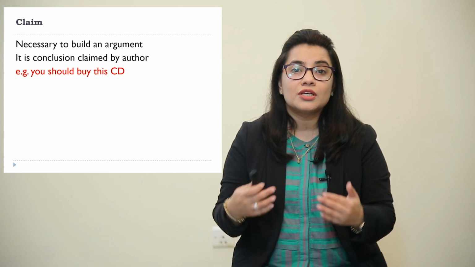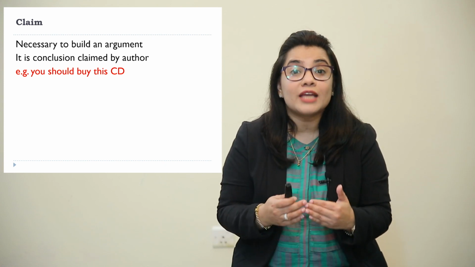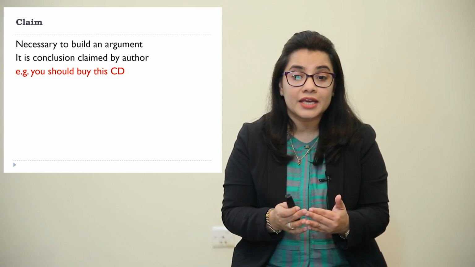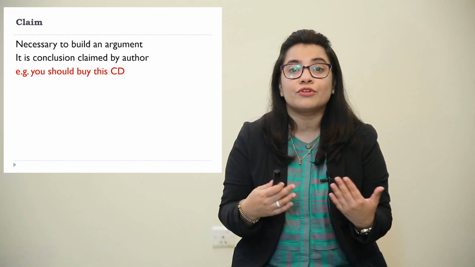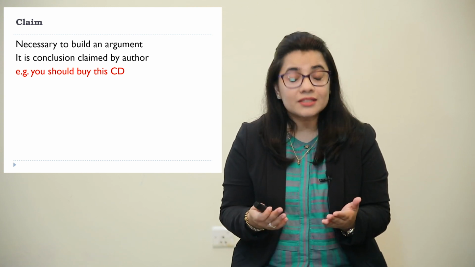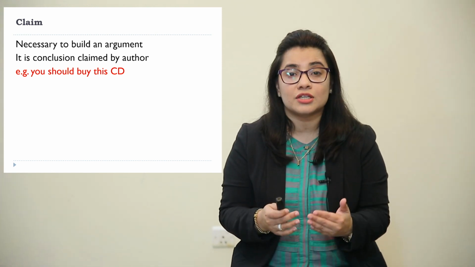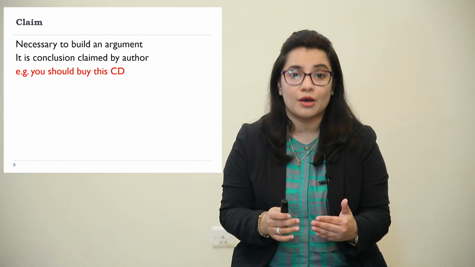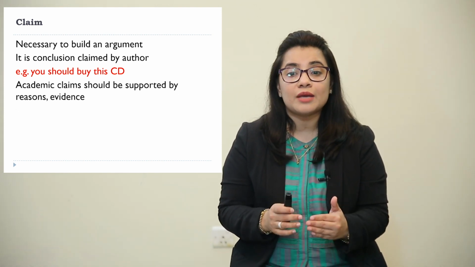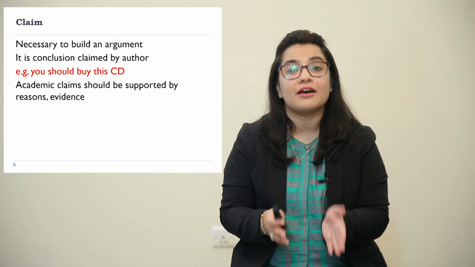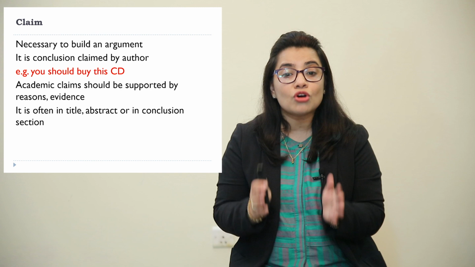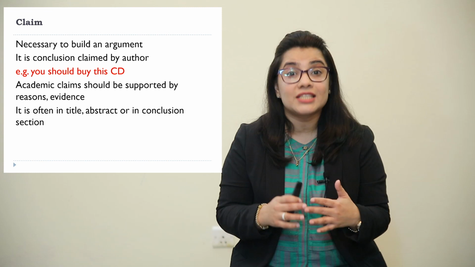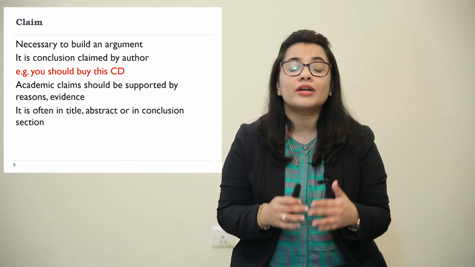If I ask you, you should buy this study, this is not a very academic claim. Academic claim must have some kind of reasoning. For example, if I say you should buy this CD because this is one of the bestseller CDs, that is my academic claim. And in research, we need to develop academic claims, not unacademic or non-academic claims. Academic claims should be supported by reasons and evidence. It is often available, or you can find this kind of claims in title, in abstract, or in conclusion section.